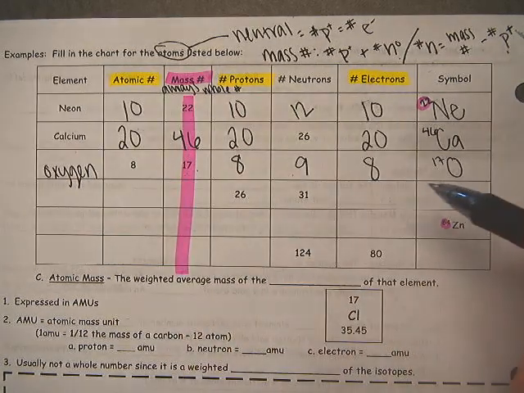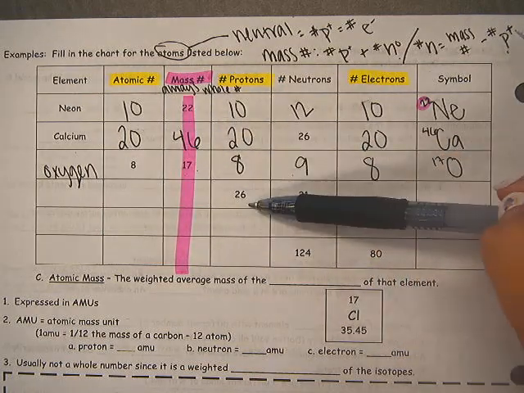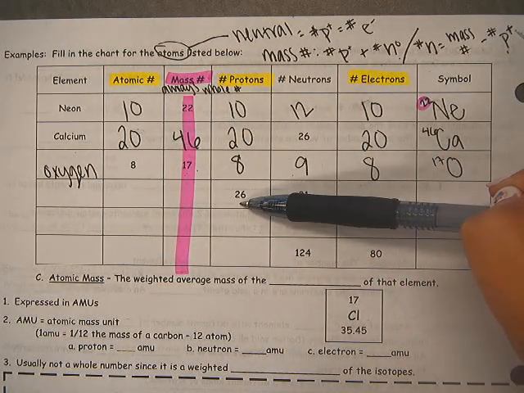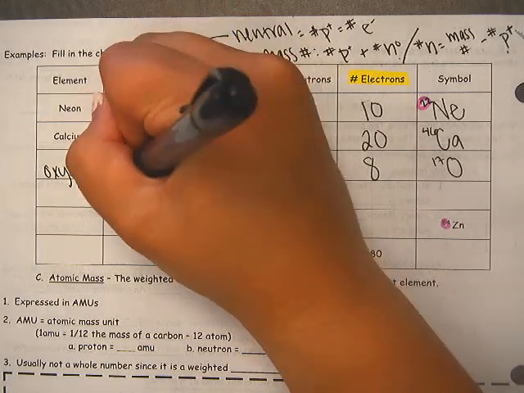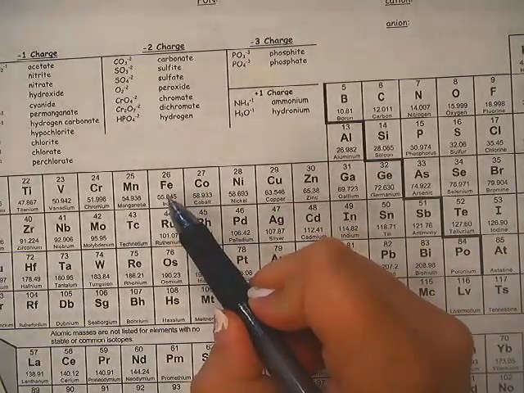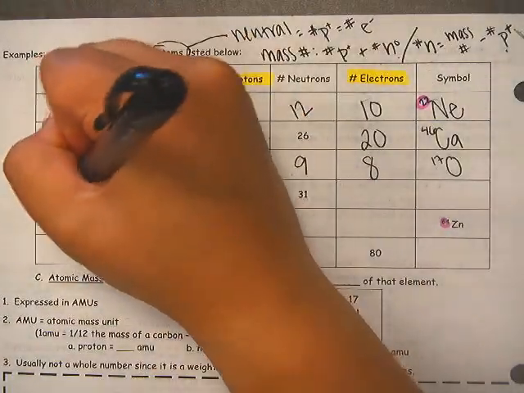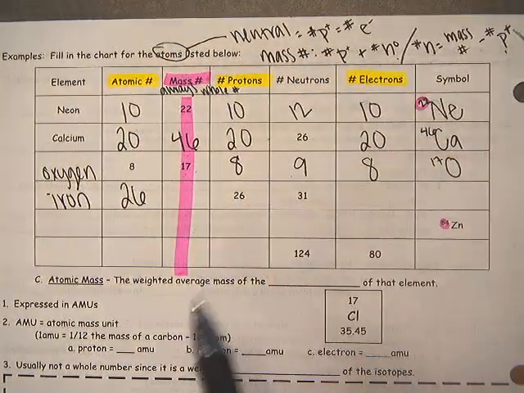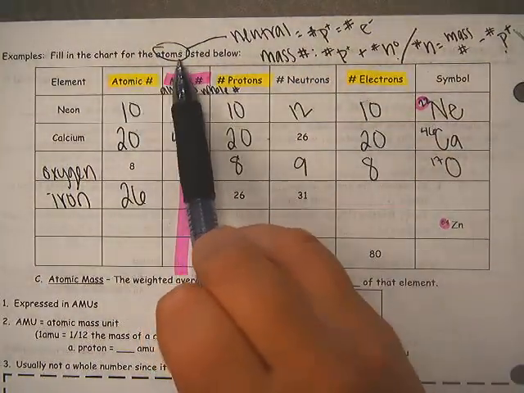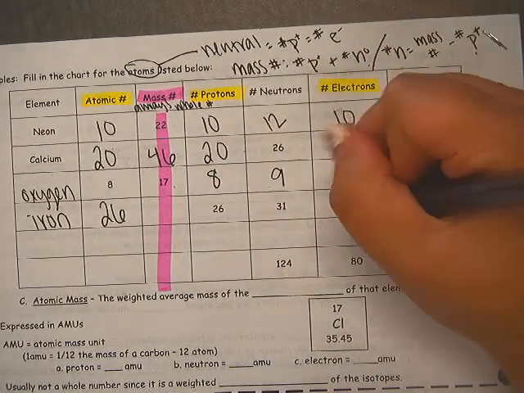And then my next one, I didn't give you the name or atomic number, but I gave you protons, which again, we know always equals atomic number. So 26 is my atomic number here. I'm going to look that up on my periodic table, and that is iron. So iron is number 26. Again, this whole table is atoms, which are electrically neutral, so my protons will equal my electrons.